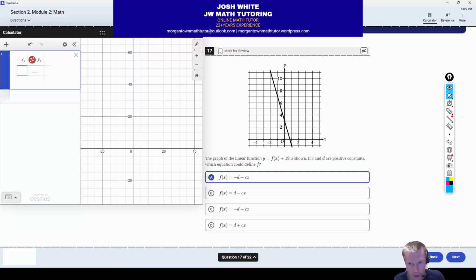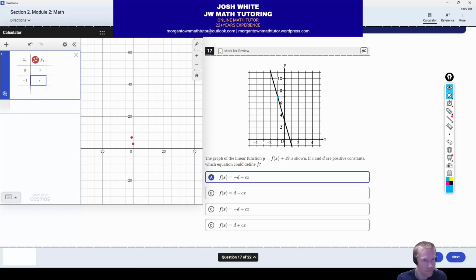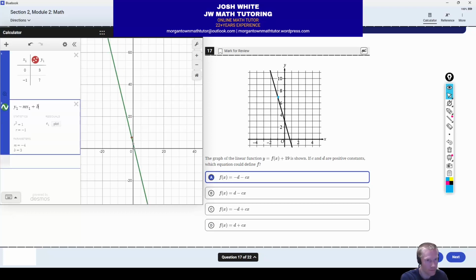okay, so we create a table. Notice we've got a point here, 0, 3 already. That's the y-intercept. And there's also a nice point, it looks like, right here as well. Negative 1, 7. All right, so this is the equation of our given line. So I'm just going to define that as f of x. Okay, get rid of this.